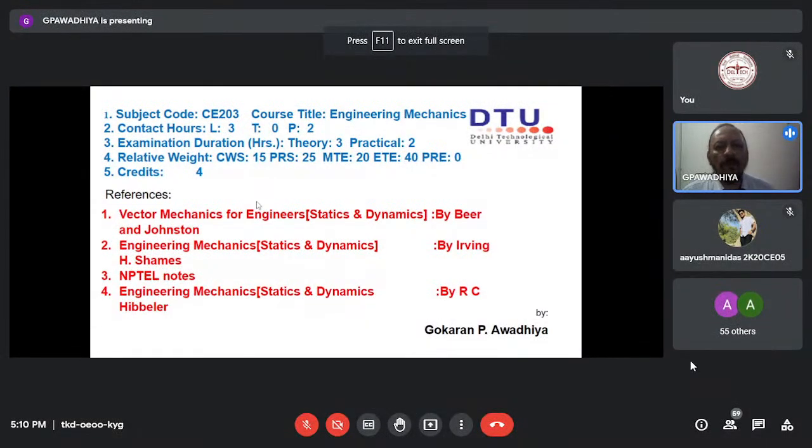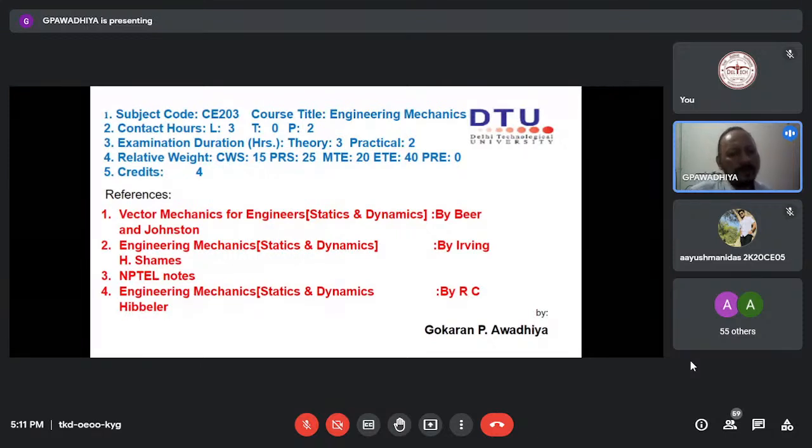The references which we will follow are these: Vector Mechanics for Engineers, that is Statics and Dynamics, by Beer and Johnston. This will be treated as the textbook. There are other books too: Engineering Mechanics by Irving James, and Engineering Mechanics by R.C. Hibbeler. And NPTEL notes you can find online. Those will be a very good help for you.